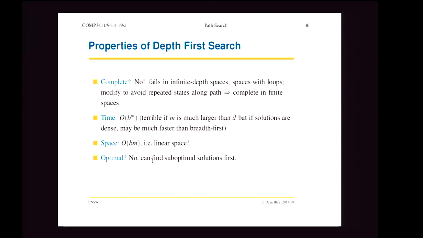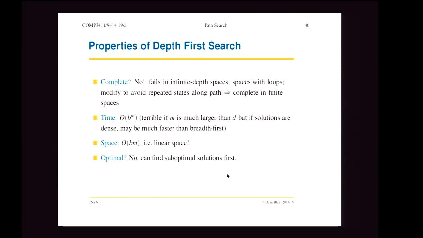Now, what about the time and the space? Is it optimal? No, as we saw, it can find a suboptimal solution. The time complexity can be very bad. It's not b to the d, it's b to the m, because it could explore every node in the search space. Let's say there are 10 nodes in the search space, but there is a path of length 4. It might not find the path of length 4, it might explore almost all the paths of length 10. Right?